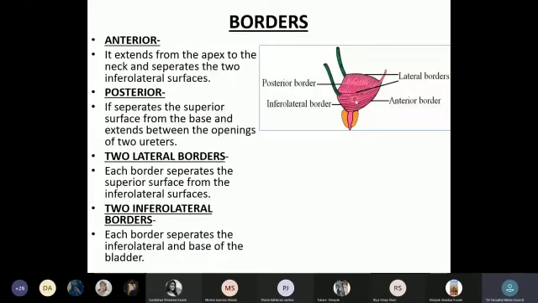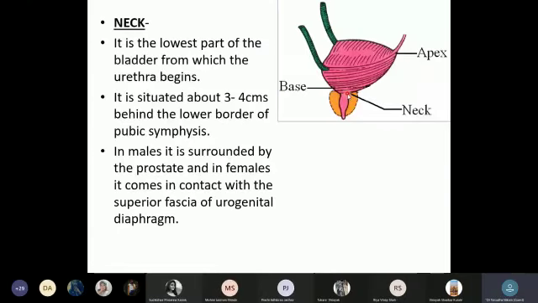Coming to the neck, the lowest constricted part is called the neck, and from here starts our urethra. It will be situated 3 to 4 centimeters posterior to the pubic symphysis. In males, it will be surrounded by the gland called the prostate gland. In females, you will not get such a gland, but it will rest on the deep perineal pouch, which is called the urogenital diaphragm.